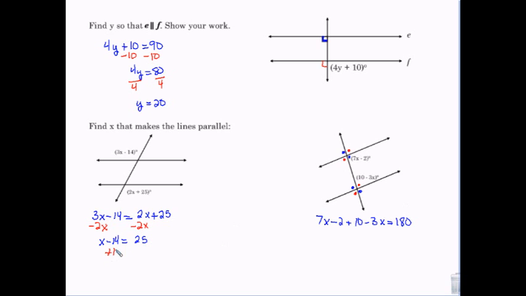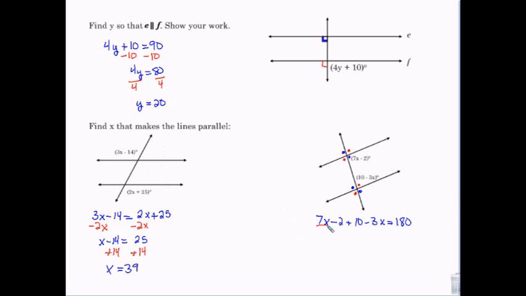And on this one, just like the last one, they're only asking for x, so you don't have to find any other angles. But if you needed to, you could. You plug in x to find one of these, and then that would tell you all the other angles from there.